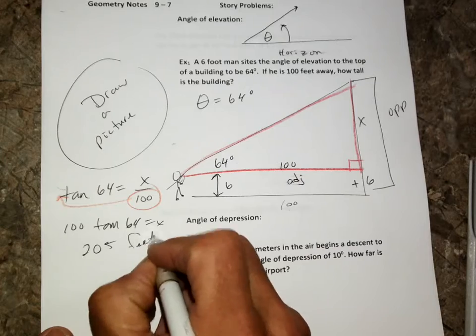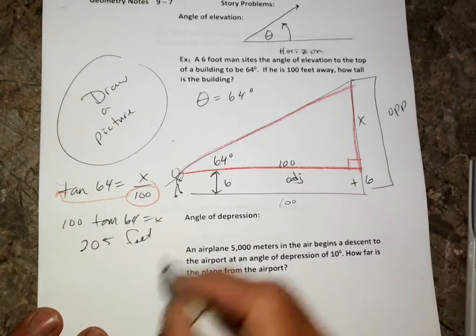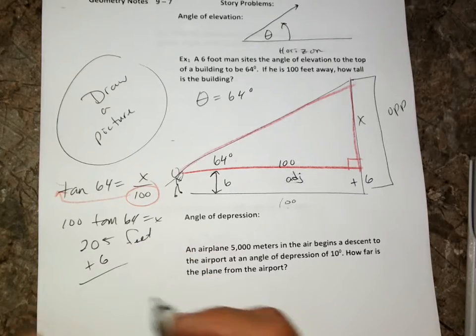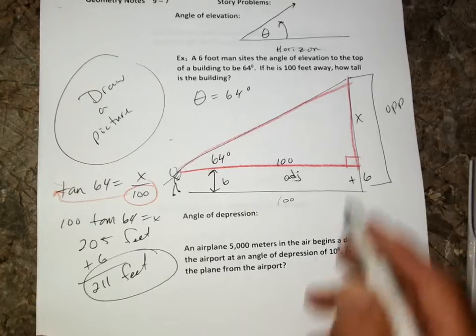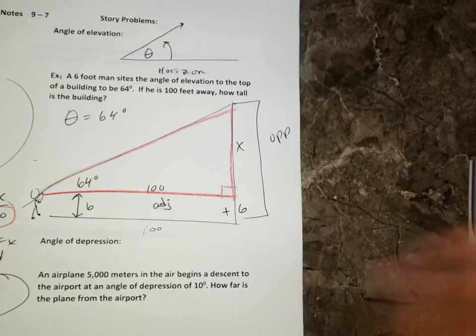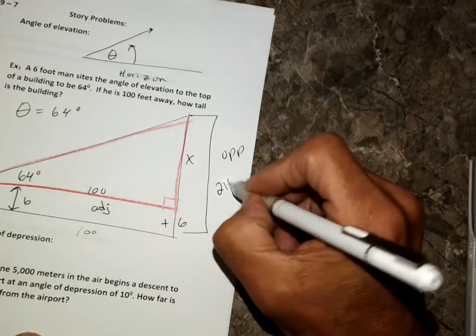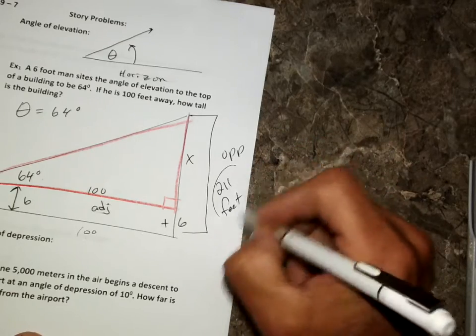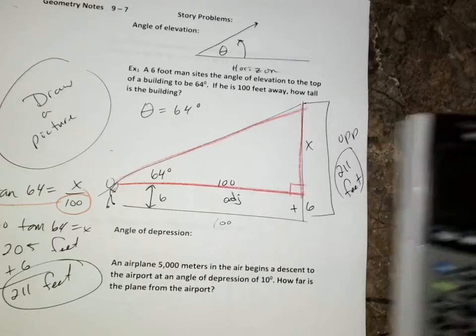Okay. Now, we got to make sure that we add in the 6 feet. So we're going to add in the 6 feet, and we get 211 feet. That's how tall the building is. 211. Okay. Easy. Okay, again, check your mode. Hopefully that makes sense. You need to be in degree mode.